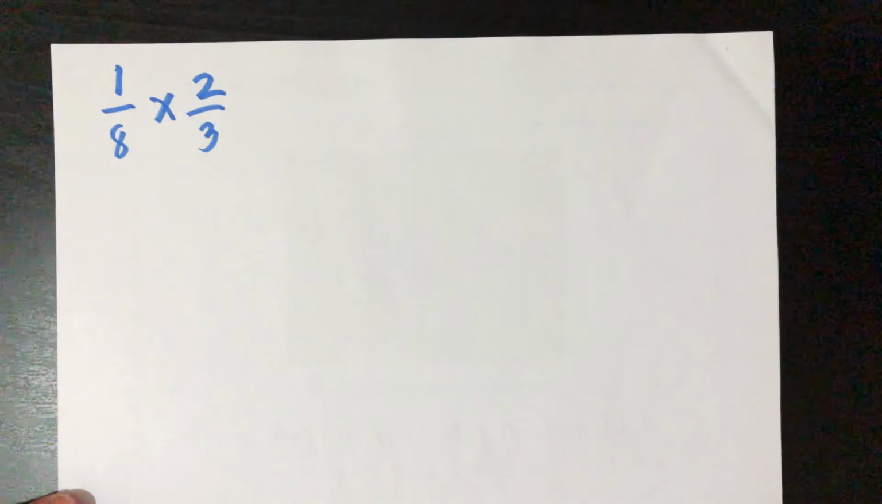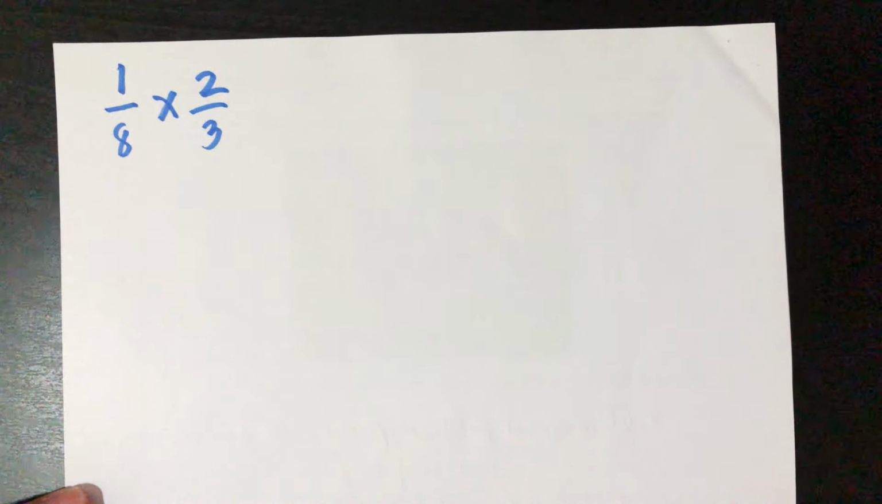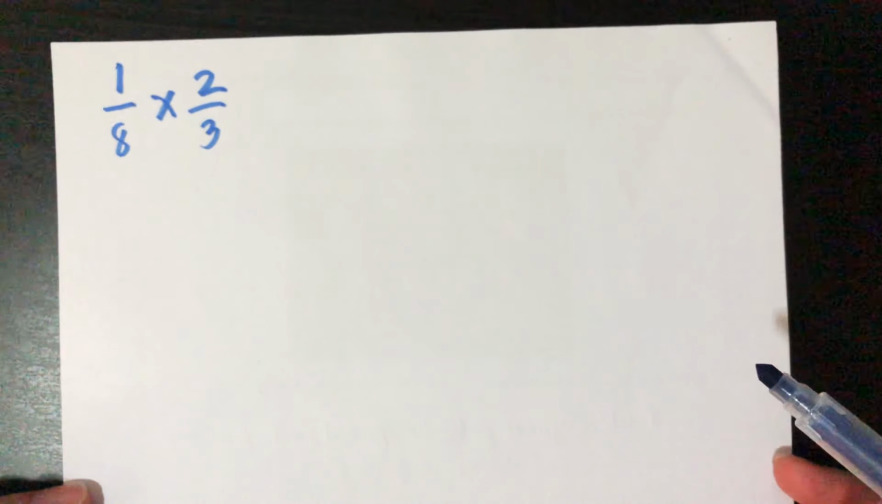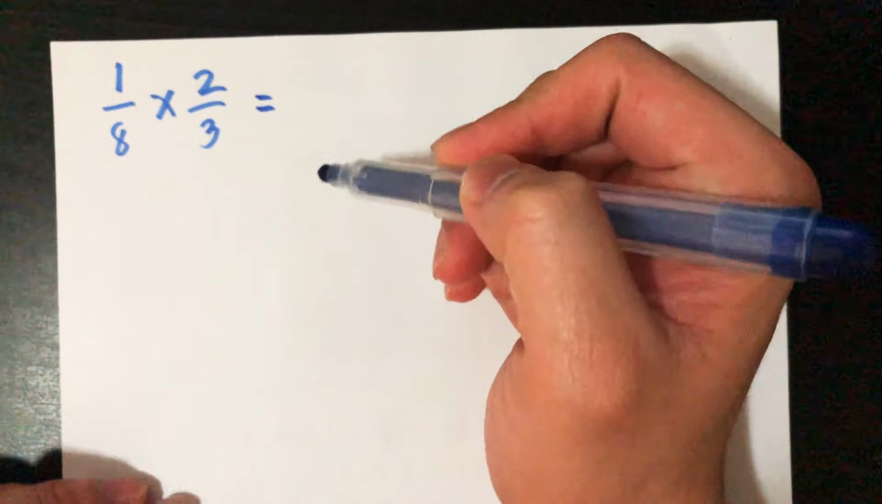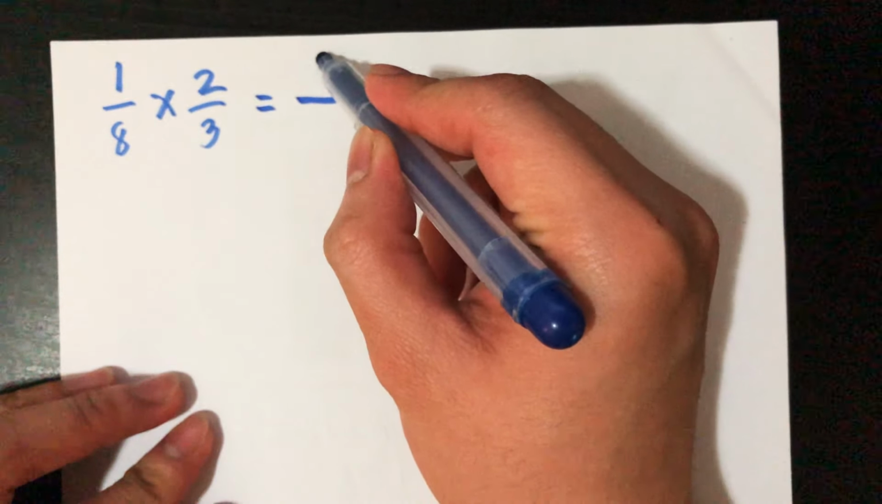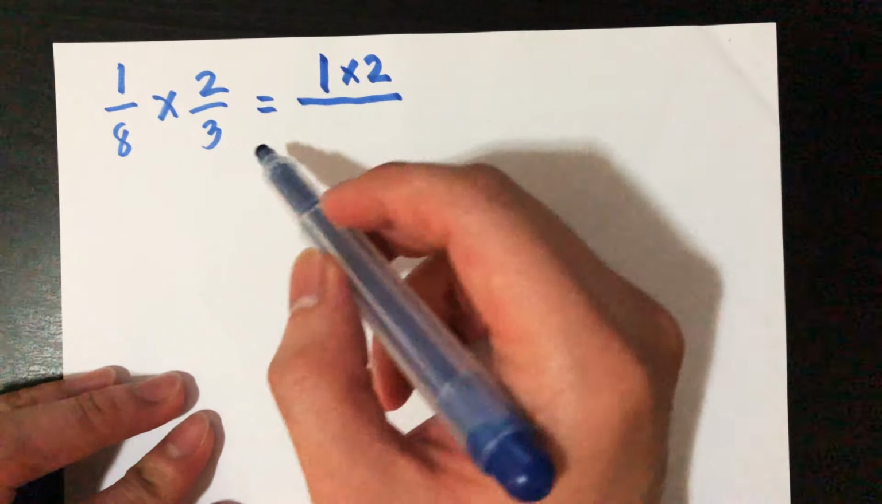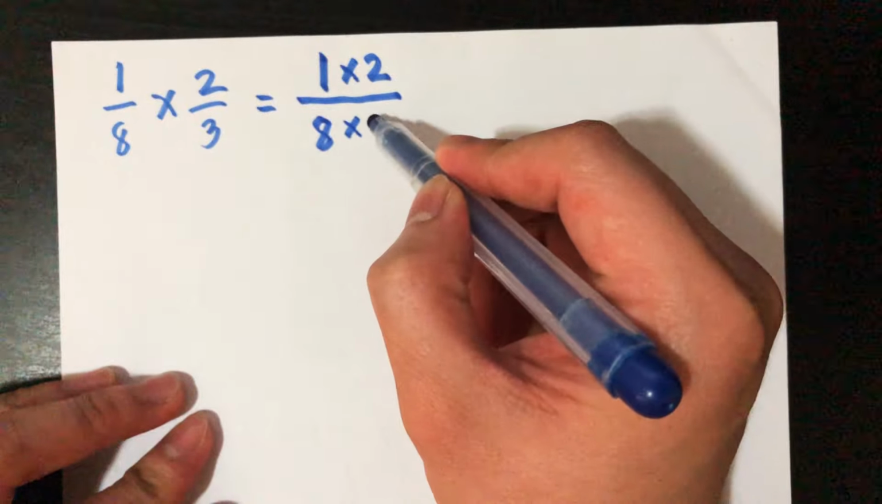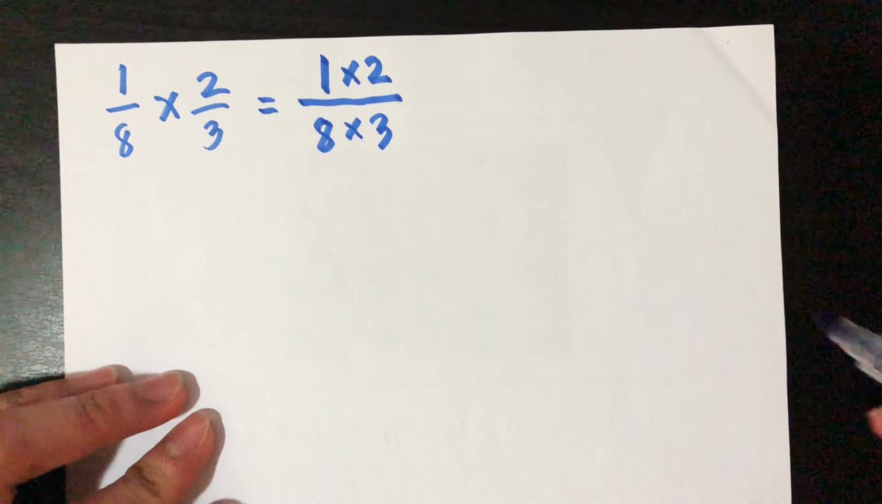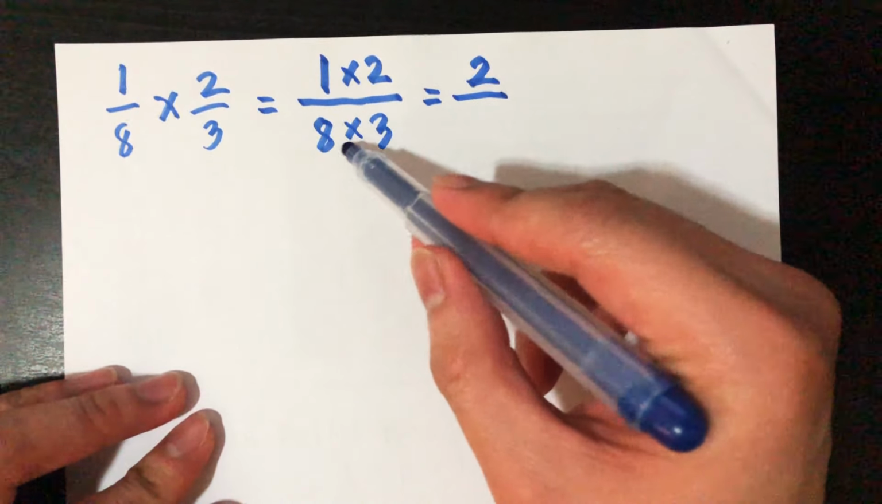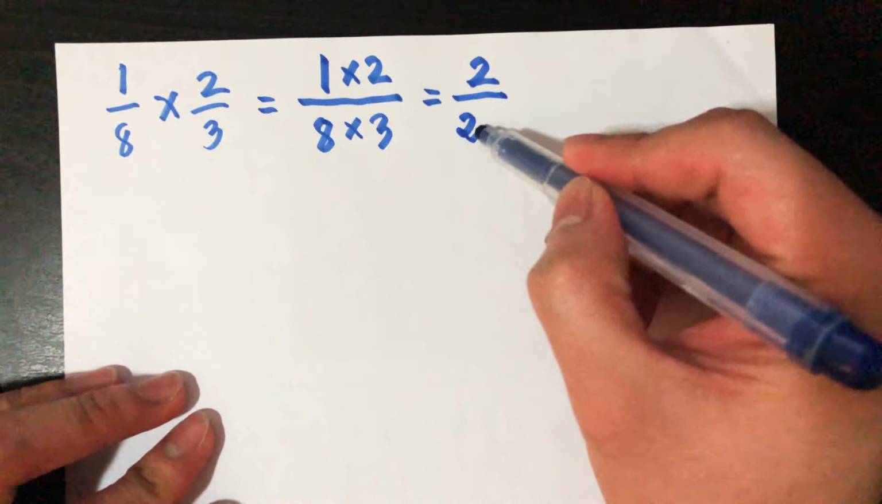So we have 1/8 times 2/3. Now, unlike in adding or subtracting fractions, so we have a previous video on that one, multiplying a fraction is just straightforward. We need to multiply the numerators and multiply the denominators. So in this case, we have 1 times 2, then for this one, we have 8 times 3. Okay? So we have now 1 times 2 is 2, then 8 times 3 is 24.